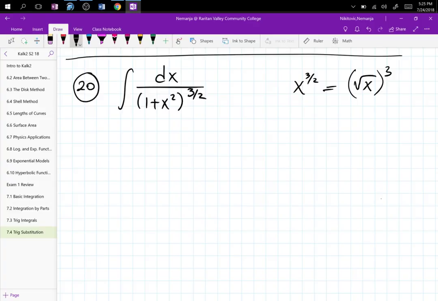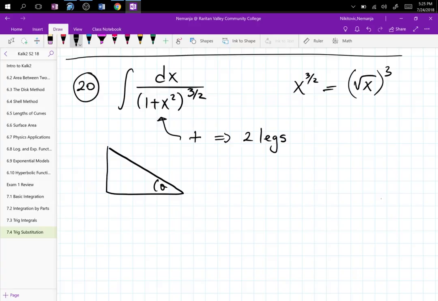So where do we begin? Well, we draw the triangle first. Put the angle theta there. And then we say, oh, it's a plus. Plus means 2 legs in the triangle. Okay, so this leg is 1, and this leg is x.